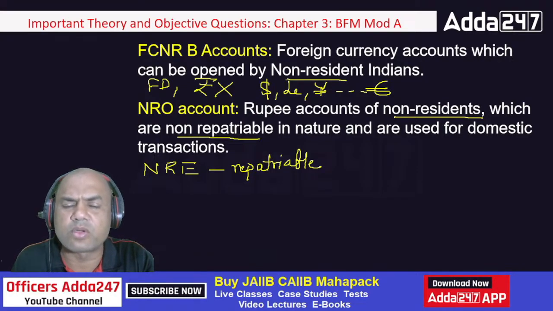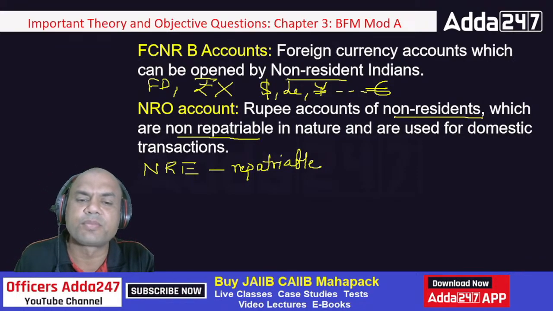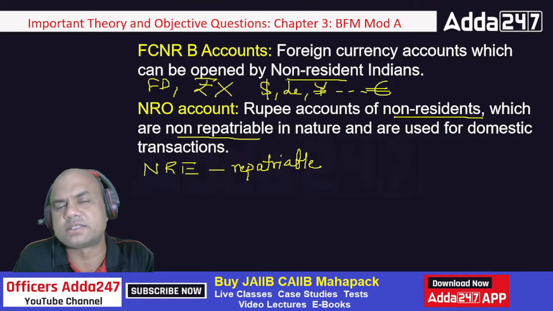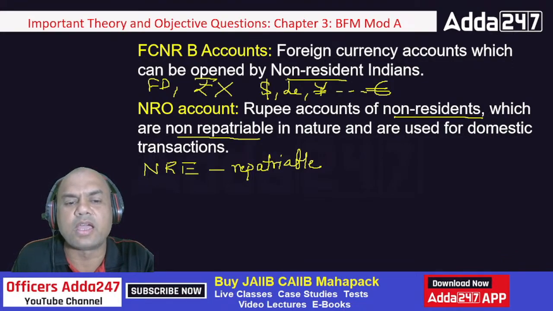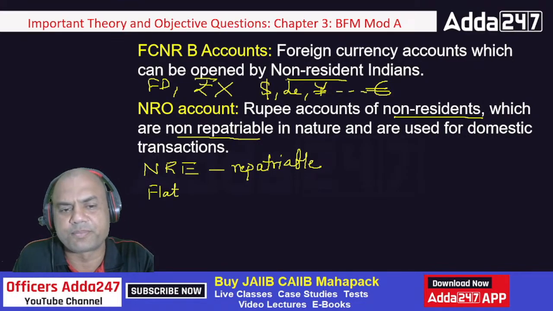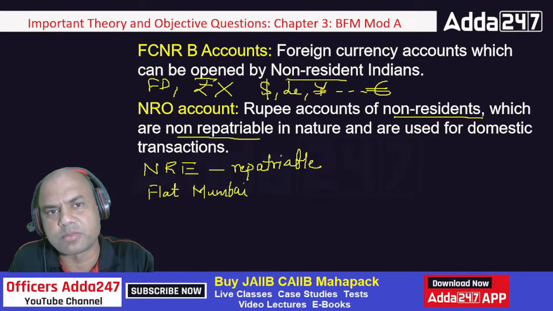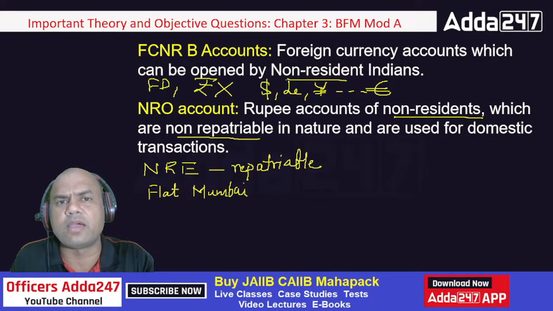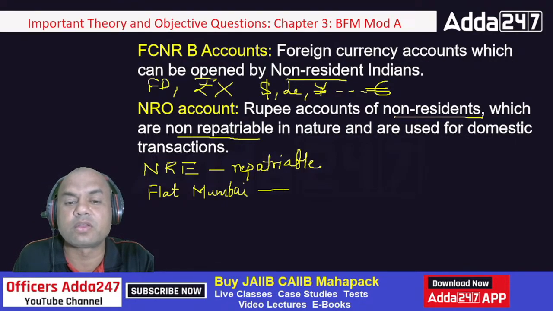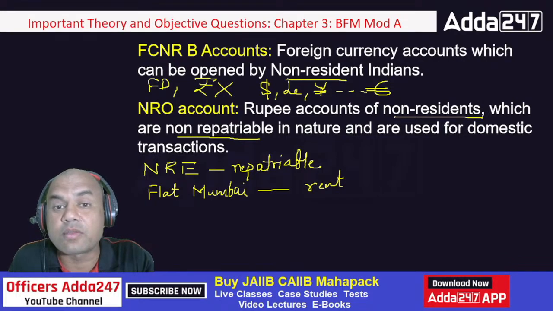Now why do I open this NRO account? I'll give you a simple example. Let's say I'm in India right now and I have a flat in Mumbai. Now I get a job in the USA and I go to the USA for the job. This flat in Mumbai I have not sold. I am giving it on rent. Now this rent will be credited where? Because I am in the US and I can't have a savings account now.